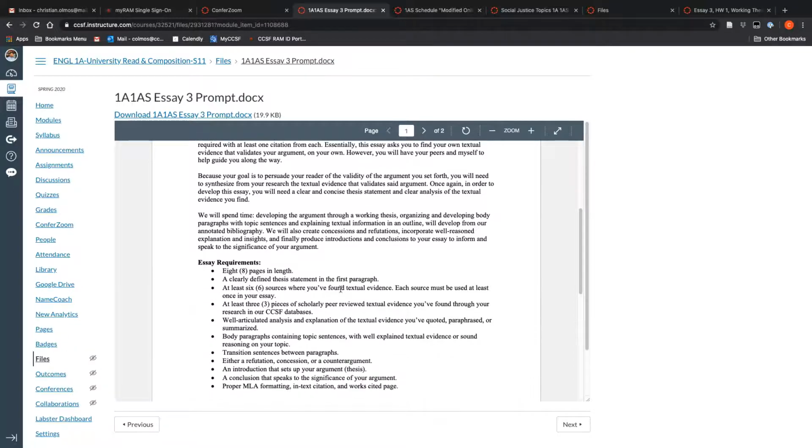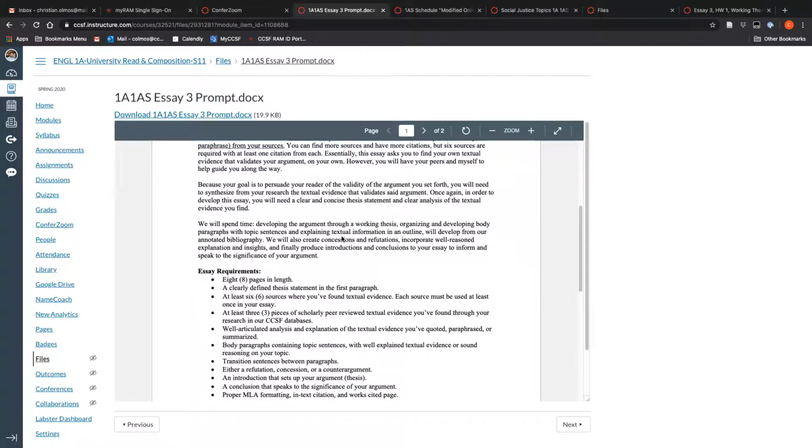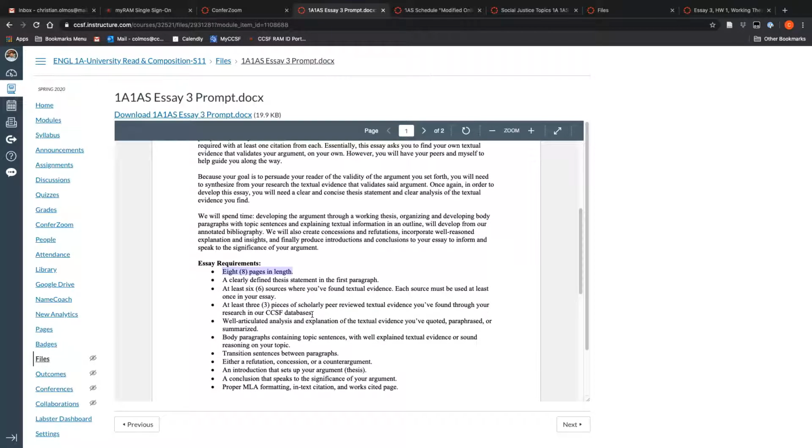Okay, so it's really important that you go through this prompt and understand exactly what is being asked of you, and make sure that we hit all these bullet points. Okay, it's going to be 8 pages in length. That's actually a little smaller than what it initially was going to be, but again, given the circumstances, I think it's very accommodating.